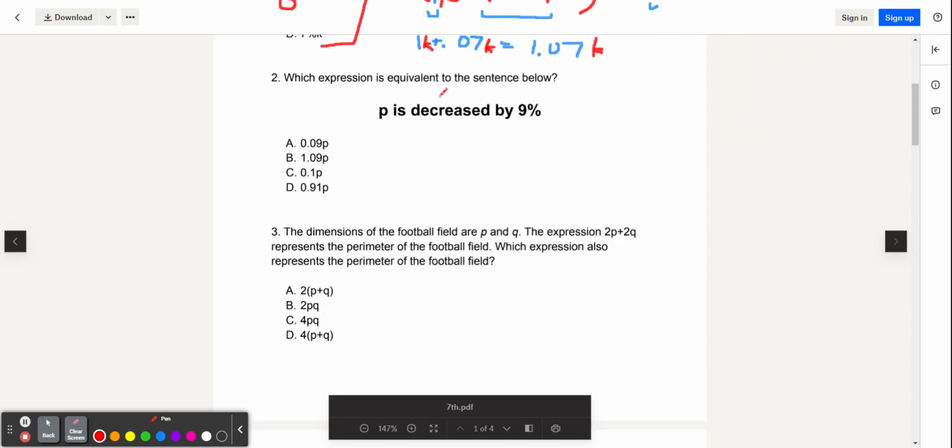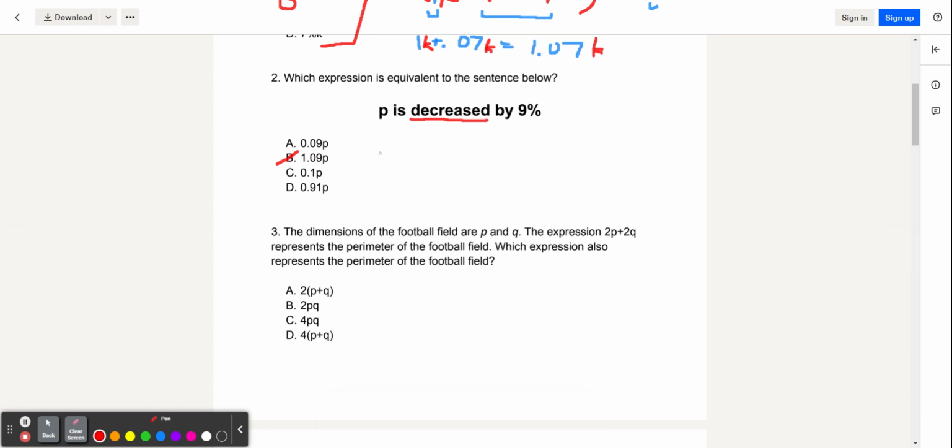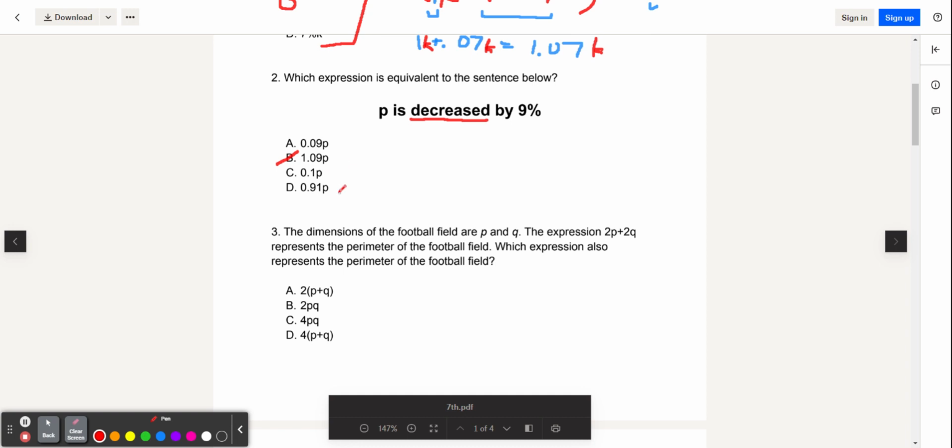Which expression is equivalent to the sentence below? P is decreased by 9%. Our options are 0.09p, 1.09p, 0.1p, and 0.91p. Now, since this is decreased, p should be smaller, so we eliminate b because this is bigger. Then we have three options.